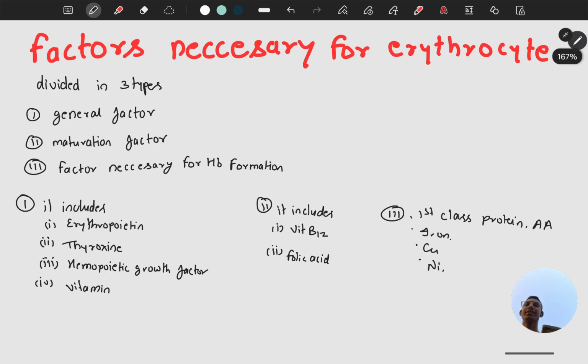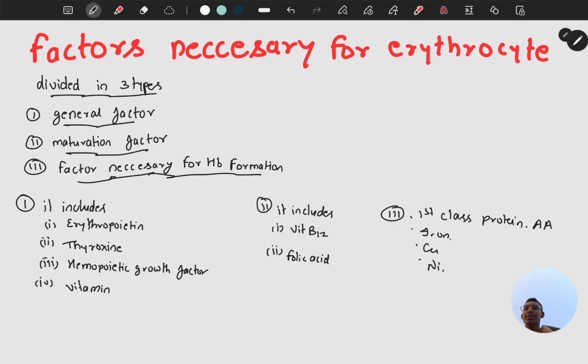Factors necessary for erythropoiesis are mainly divided into three types. First, general factors, second, maturation factors, and third, factors necessary for hemoglobin formation. General factors include erythropoietin, a hormone secreted by the adrenal cortex, and thyroxine, hemopoietic growth factor, and vitamins. As we know, vitamins C and D are necessary for erythropoiesis. Maturation factors include vitamin B12 and folic acid. And third is factors necessary for hemoglobin production.